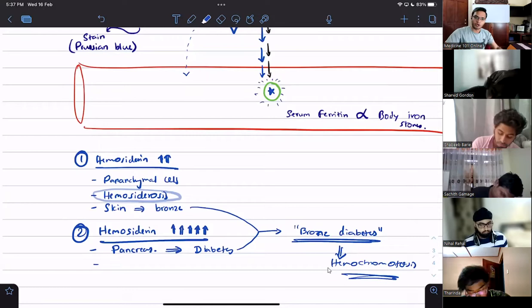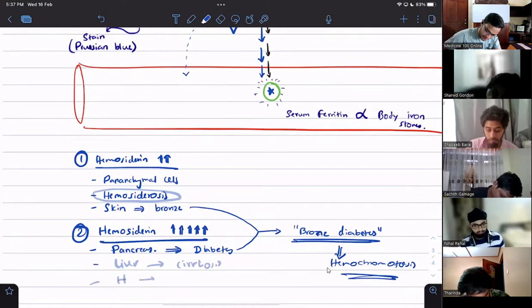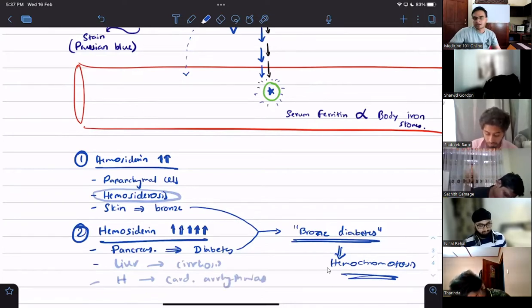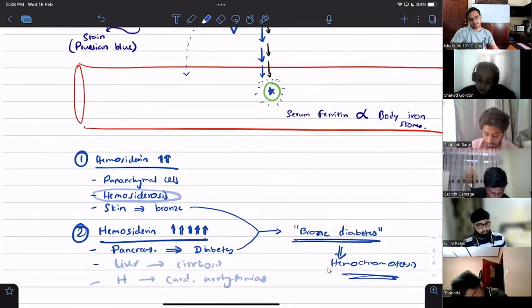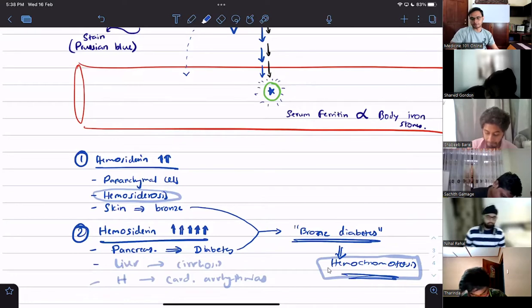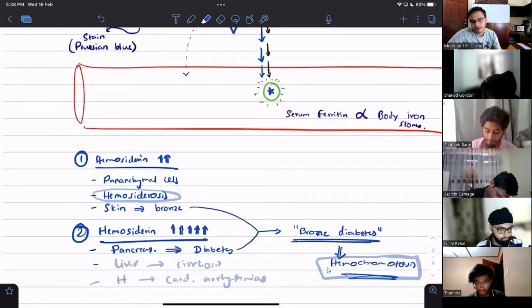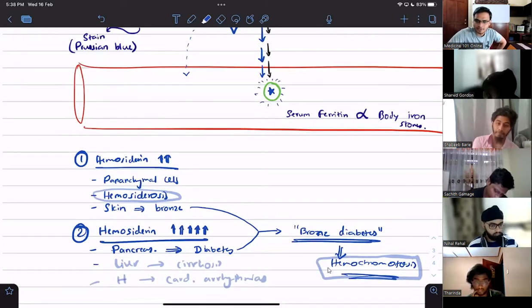But as the disease progresses, what happens? We start manifesting. So you can write liver cirrhosis, heart, cardiac arrhythmias, myocardial infarctions, all of these can happen. And the pancreas, yes, diabetes. So this is bronze diabetes. That is when we call it hemochromatosis. Okay. Now, did everyone understand up to this point? All good, right? All good.